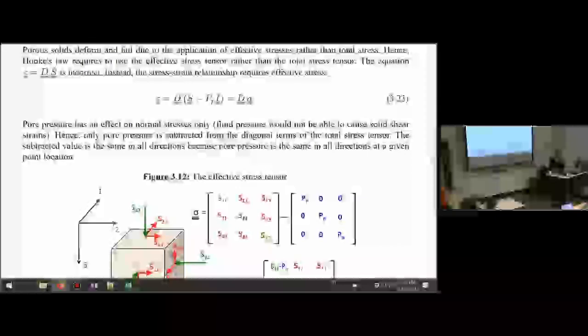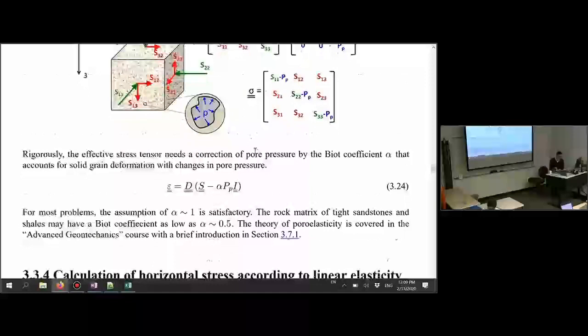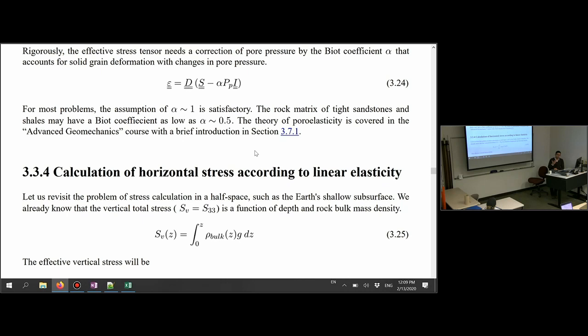What really makes the rock deform is the effective stress and not the total stress. And because of that, when I use these equations, I cannot use directly the total stress, but I need to subtract the pore pressure from it in order to be able to use these new equations that we have right now that relate stresses to strain. And if you were to use total stress, you would get the wrong answer. It's really effective stress that makes the rock deform and that makes the rock fail in shear or get distorted. It's not going to be total stress, it's going to be effective stress. So it's very important that we consider pore pressure.